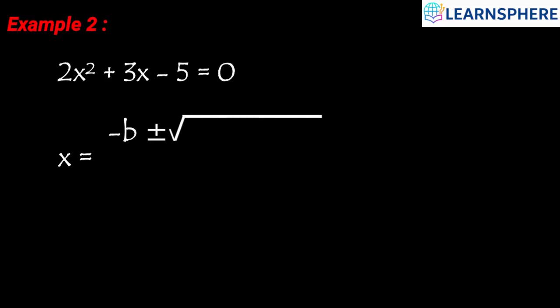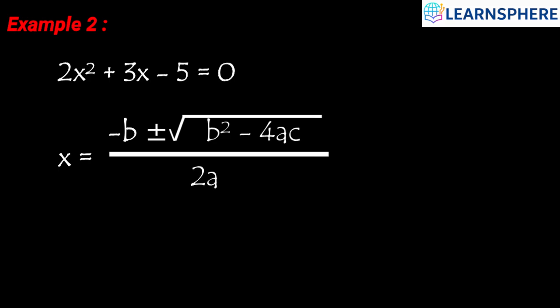Let's go on to example 2, where we have the following quadratic equation: 2x squared plus 3x minus 5 equals 0. For the quadratic formula method, we firstly have to know the quadratic formula: x equals minus b plus or minus the square root of b squared minus 4ac, over 2a.